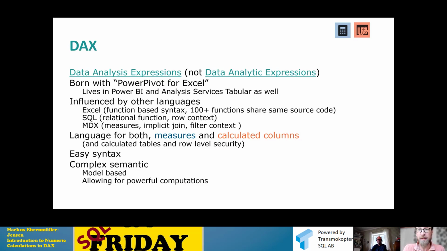Learning the language is of course complicated because there is so much complex semantics behind it. But this is not to make your life harder. It's meant to make your life easier, because of the complex semantics it's then easy to solve complex things in your business with a rather simple DAX statement.